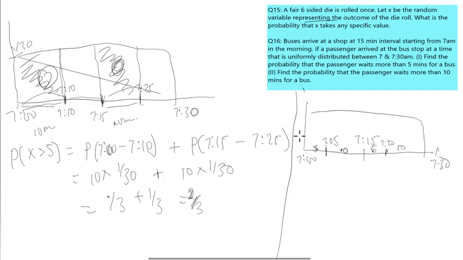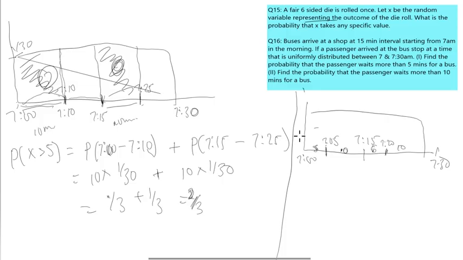But now look at it. How do we know that if he arrives between 7 o'clock and 7:05, he is going to wait for more than 10 minutes? It's very simple. If he arrives 7:01, he's going to wait for 14 minutes, so it is more than 10. If he arrives 7:02, he's going to wait for 13 minutes. It is more than 10. So that's how you know that it is more than 10, right?